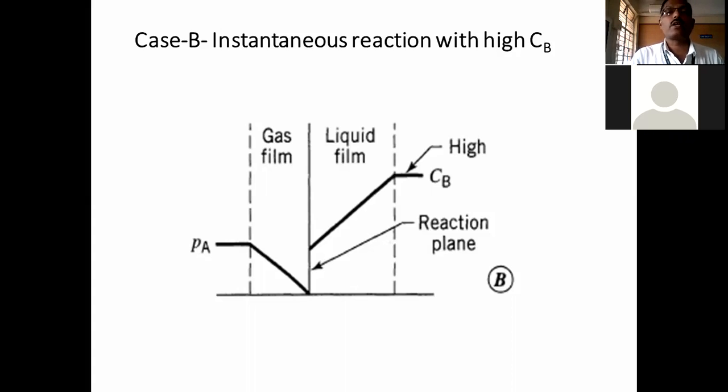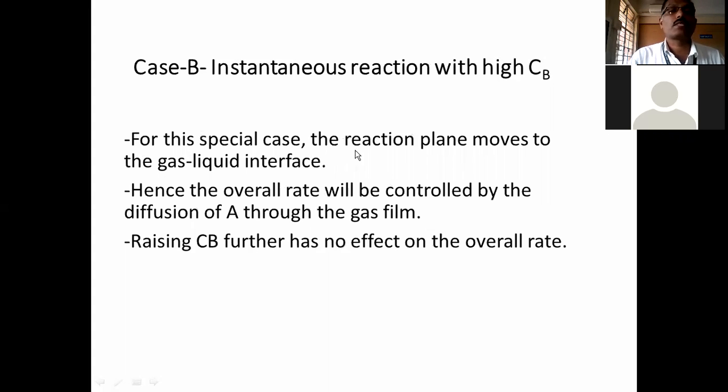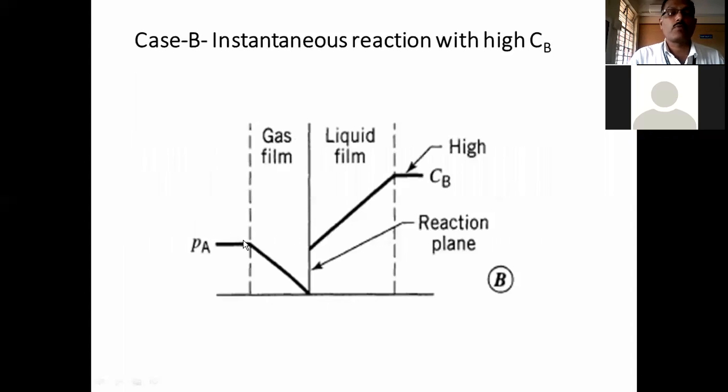So what is the effect? Only the concentration of A. Means this reaction depends on only one component, that is A in this case. So this is the pseudo first order reaction. For this special case, the reaction plane moves to the gas liquid interface. We have seen, hence the overall rate will be controlled by the diffusion of A through the gas film. Only one resistance will occur, that is the gas film resistance. Only here, this is the gas film diffusion.